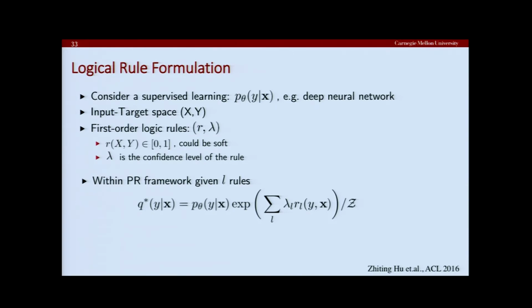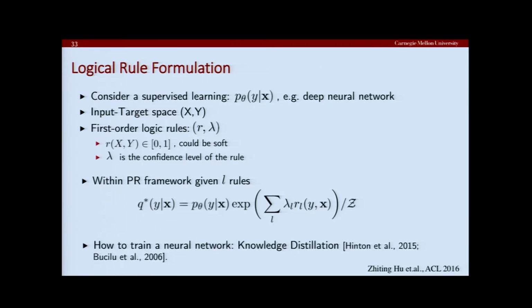Particularly in the language domain, I can come up with lots of different things that I believe my model should satisfy. I can set up this problem, which basically says that if lots of these rules are satisfied, the value of my label should go up. The value of the probability under my model should go up. So how do we train this model? It turns out that there is a neat algorithm to train this model using the knowledge distillation framework.